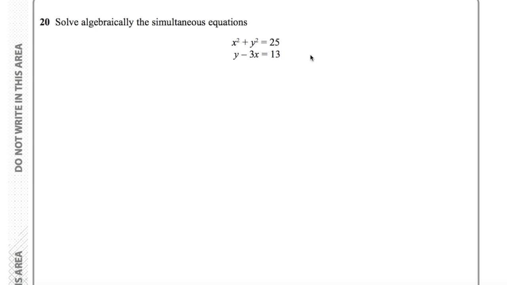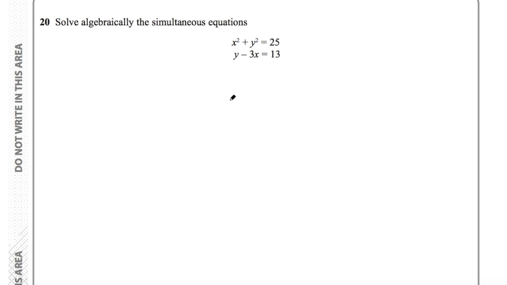Okay, question 20, and this is the last question I'm doing in this video. If you want the rest of the questions from this paper, see the first video that I did. So question 20 says, solve algebraically the simultaneous equations x squared plus y squared equals 25 and y minus 3x equals 13. So I'm going to use this substitution method to solve this.